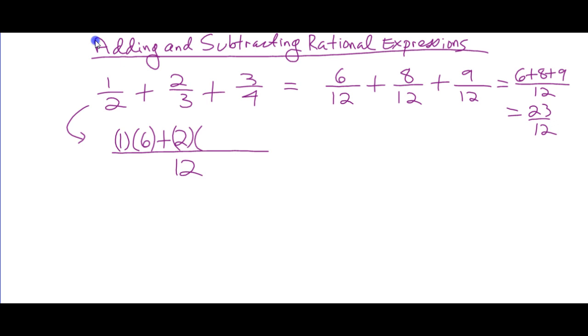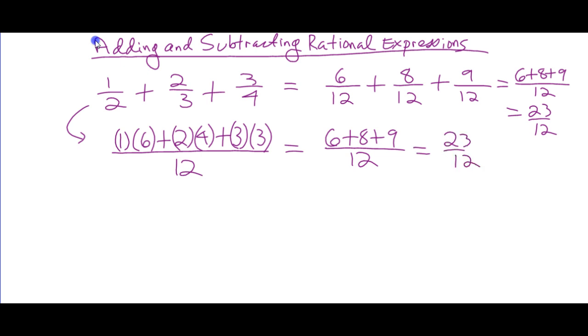We know the 12 is there, so I'm not going to write 12 each time. So the 2, we have to multiply by 4. What do we have to do to the 3? Multiply it by 3, right? So that's going to be equal to 6 plus 8 plus 9, all over 12, which is 23 over 12. Now you probably wouldn't have done something like that in the past, but now you're going to start doing stuff like that, because it's an easier way when we go to add rational expressions. Also, it works fine for fractions too.